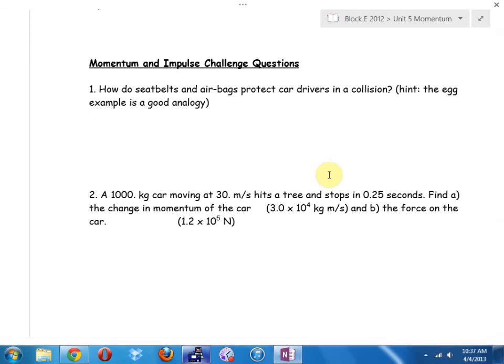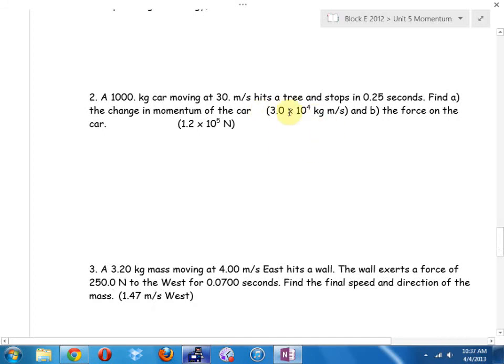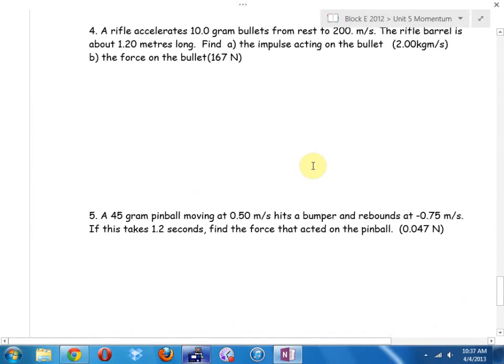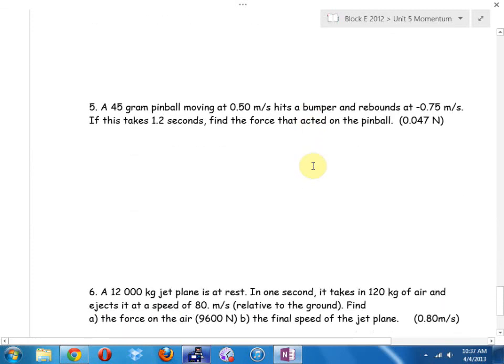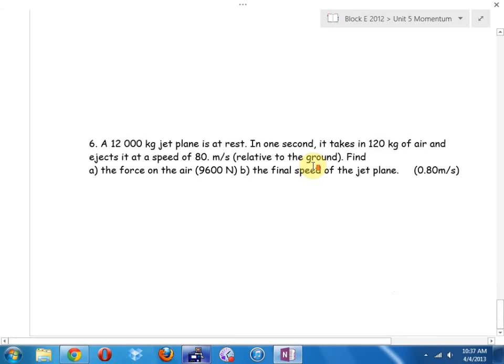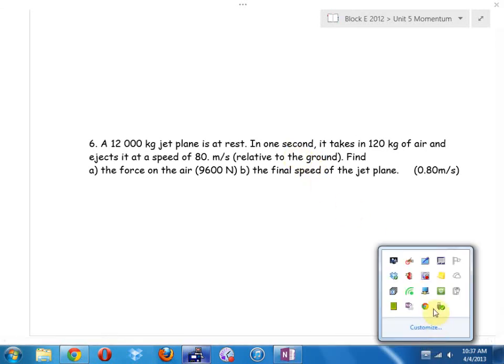So where it says momentum and impulse challenge questions, how do seatbelts and airbags protect car drivers in a collision? We talked about that yesterday, but you can refresh your memory. Tree car crash, wall, rifle. Oh, I did something like this with you guys, it turns out. Pinball is a great example of a momentum question because the pinball flipper applies a force to the ball, or a bumper applies a force to the ball. Planes taking off. So that's what you can work on, but I have a little video to show you first.